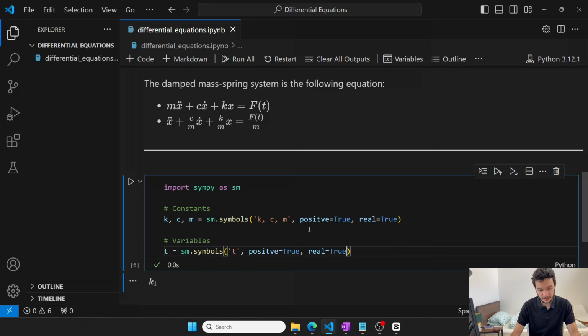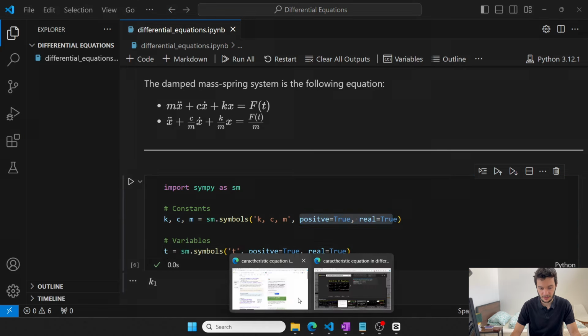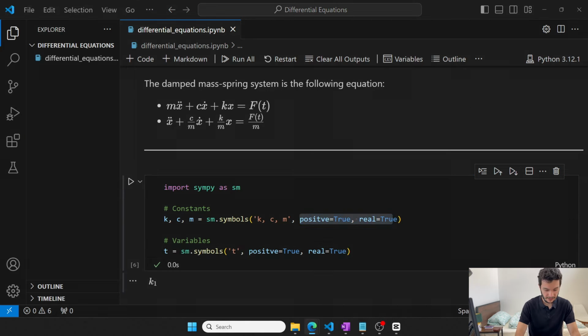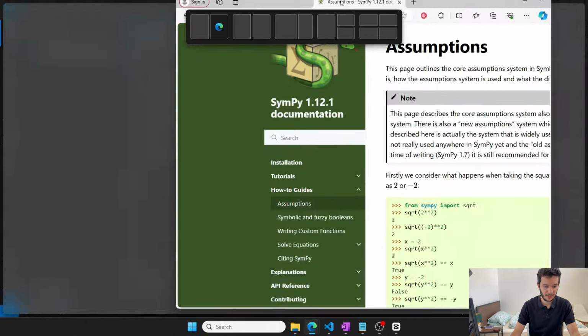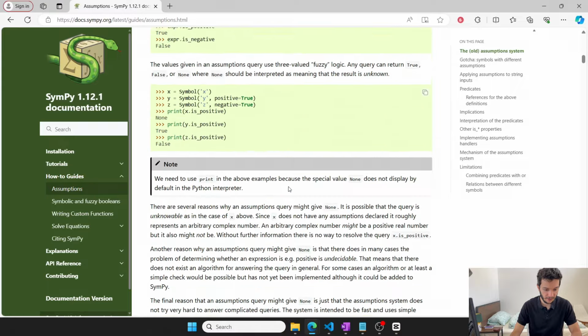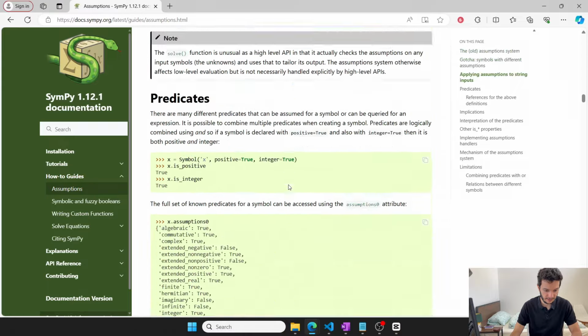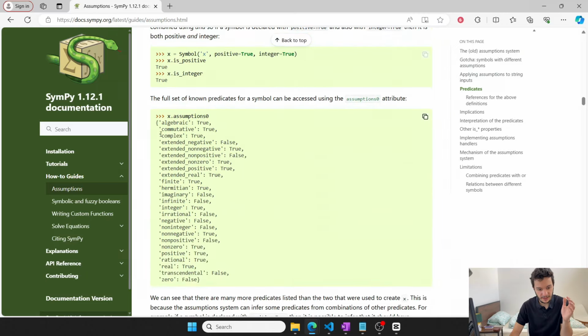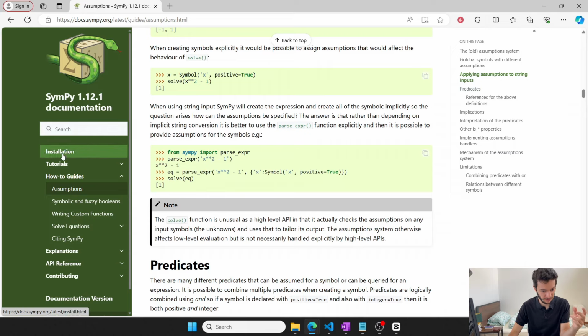If you want to know more about these assumptions we make, if you go on Google and type in SymPy assumptions, it will lead you to the documentation of SymPy, where you will have all the assumptions. So this one. If it is complex, extended negative, if it is negative, if it is positive, rational, real, transcendental, zero. So you have a very wide range of assumptions. This is the SymPy documentation, by the way, under the how-to guides and assumptions.